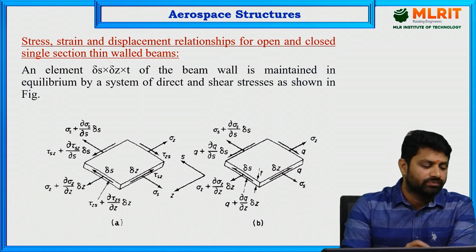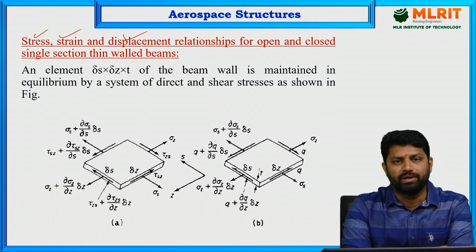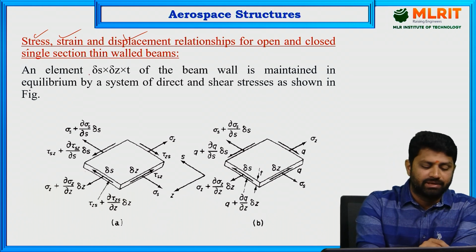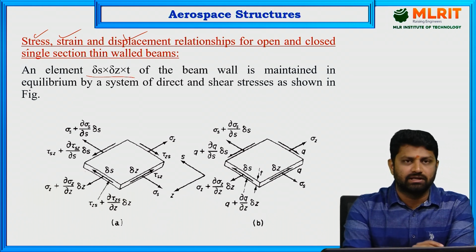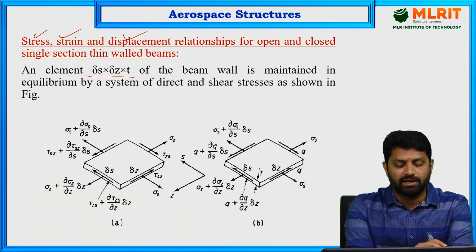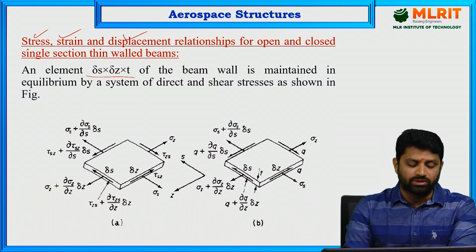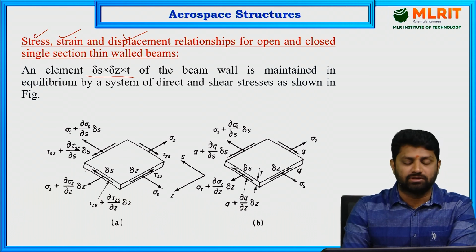We are going to study stress, strain, and displacement relationships of open and closed section, single cell thin wall beams. For that, we are considering an element whose dimensions are delta S cross delta Z cross t, where t is the thickness of the beam wall, and it is maintained in equilibrium by a system of direct and shear stresses as shown in the figure. So let's look into these forces and how and where they are applied on this element, delta S cross delta Z cross t.